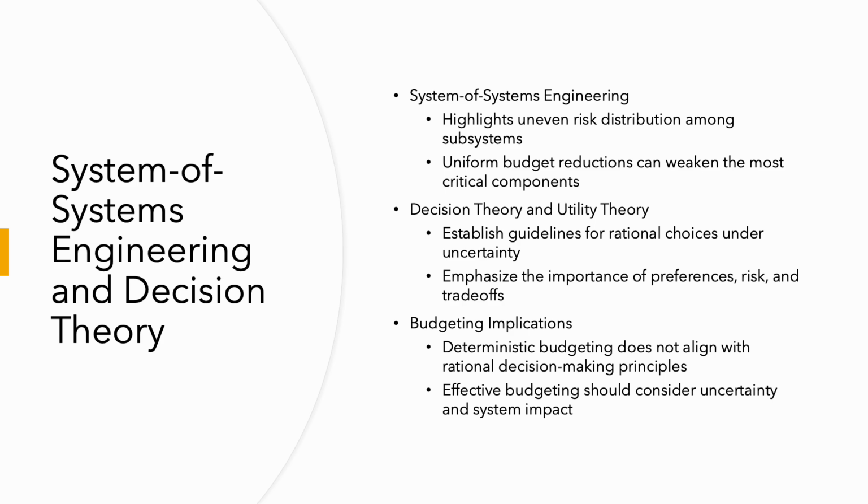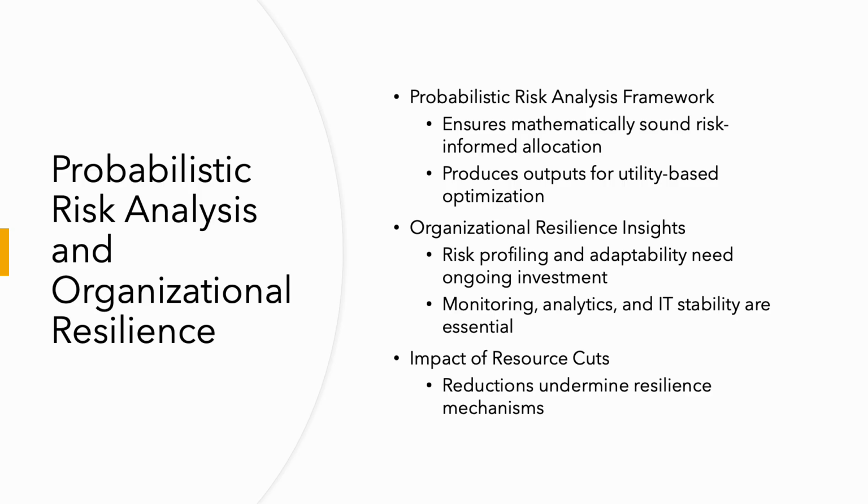Systems of systems engineering shows that some subsystems carry far more risk than others. Decision theory reinforces that rational decision making under uncertainty requires probabilities, consequences, and preferences. Flat budgeting ignores all three, making it a poor decision-making tool. PRA aligns with both engineering and decision theory. PRA provides inputs for utility-based optimization, meaning that we can mathematically tie spending to risk reduction.